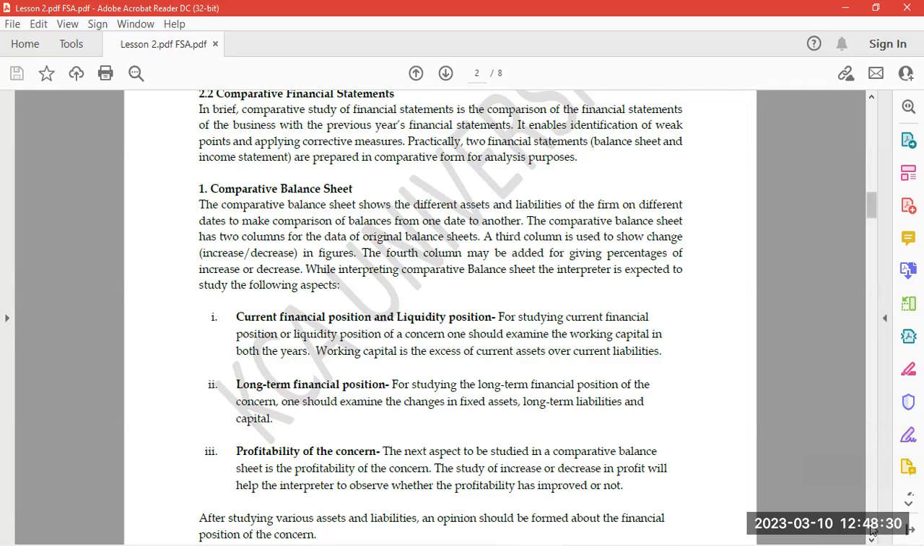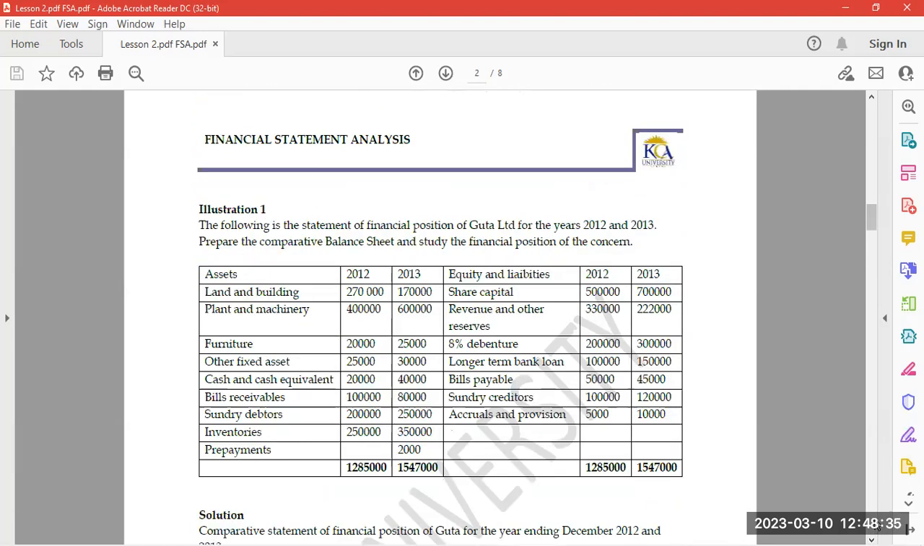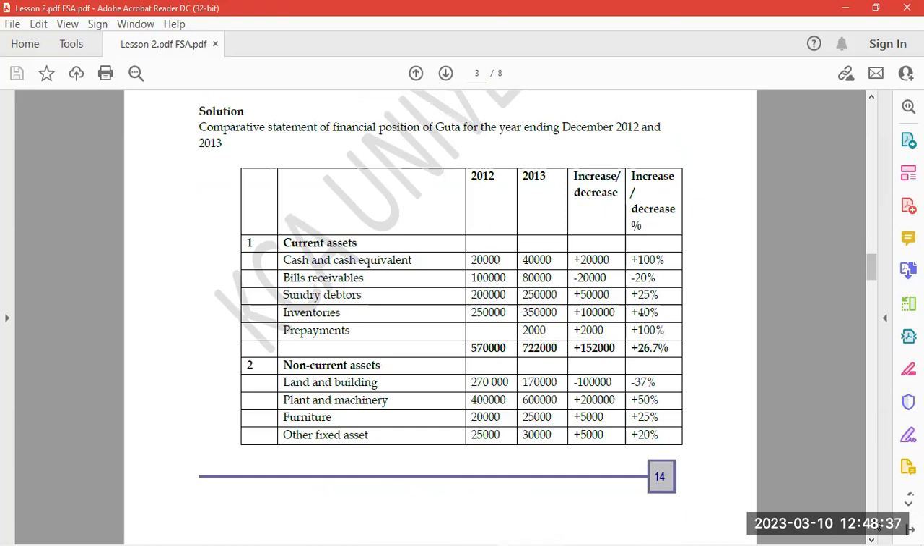If you go down, you will find what we have discussed here. The first column shows the current assets, the details which were there. Then we have the third and fourth. The third column shows increase and decrease in figures. Then the fourth shows it in percentage. So here we have current assets and equivalent.